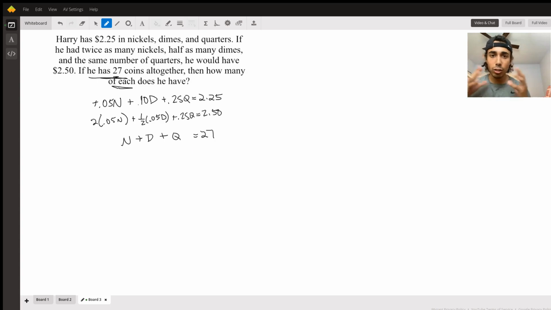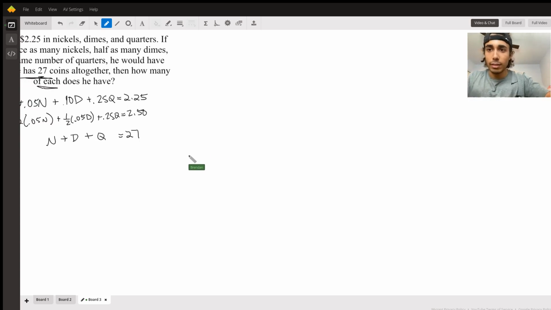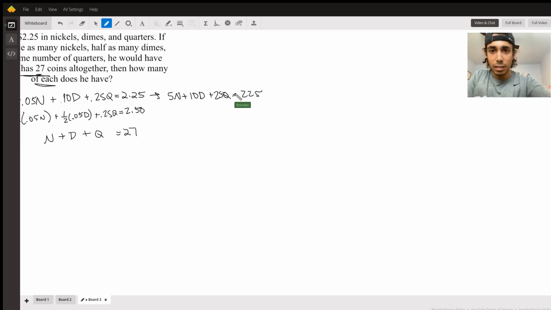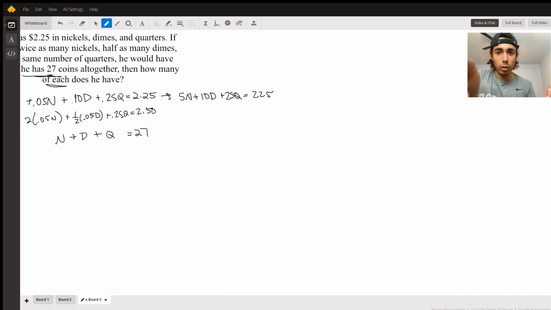Okay, so I want you to try this one on your own, but what I'm going to do is give you the super important step that we need first. Let's go ahead and get rid of the decimals, multiply both of the first and second equation by 100. So that's going to turn my first equation into this: 5n plus 10d plus 25q equals 225. My second equation, first we're going to distribute, right? Multiply this, multiply here. And I don't know why I wrote 0.05 per dime. A dime was 10 cents, not 5 cents. And then there's nothing to multiply here. So let's go ahead and do that.